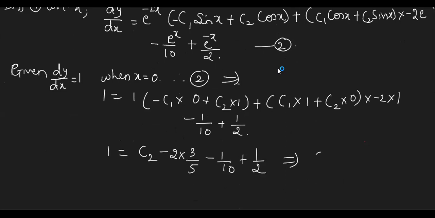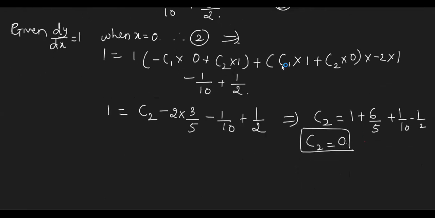What is the value of C2? You can just simplify it. Transfer the terms. 1 plus 2 3s are 6 by 5 plus 1 by 10 minus 1 by 2. All of you take this value in the calculator. Let me just check. Without taking the LCM, you can directly take. C2 is 0. Yes, ma'am.